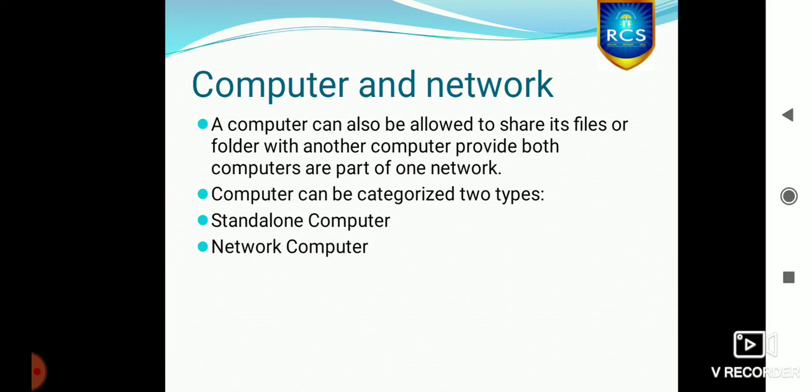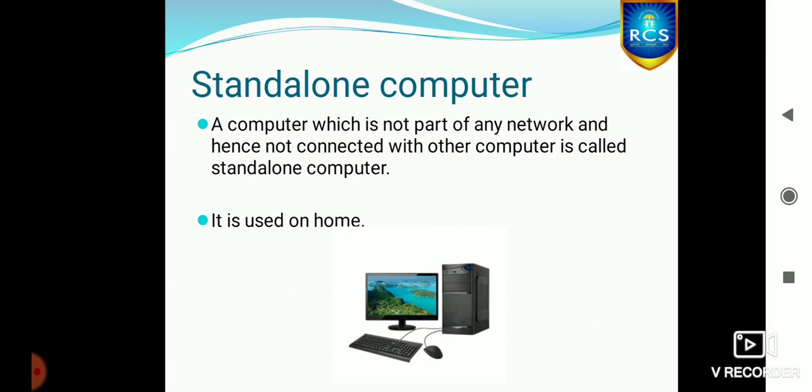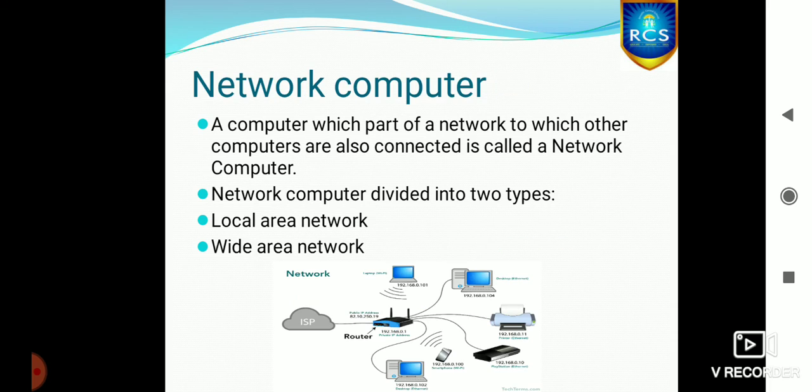Computers can be categorized into two types. First one, standalone computer. Another one is network computer. Standalone computer: a computer which is not part of any network and hence not connected with another computer is called a standalone computer. An example of a standalone computer is a home personal computer. Network computer: a computer which is part of a network to which other computers are also connected is called a network computer.